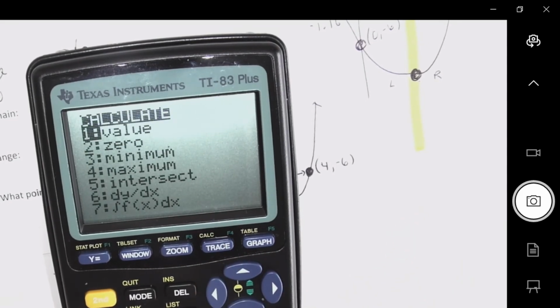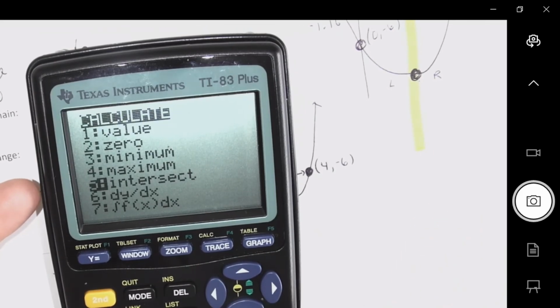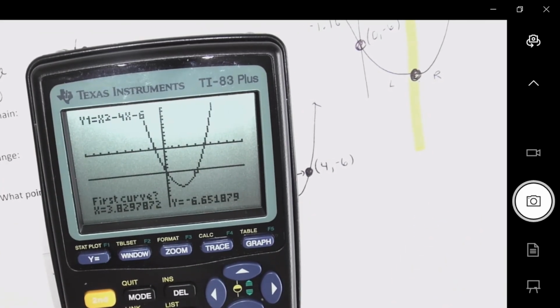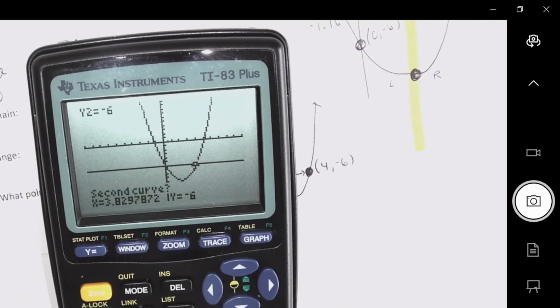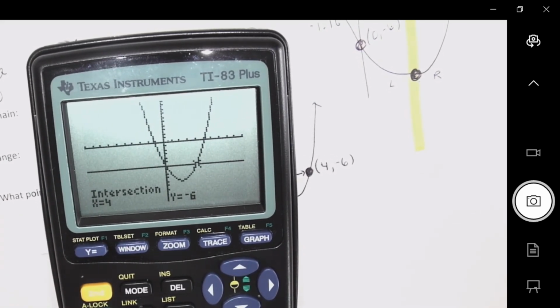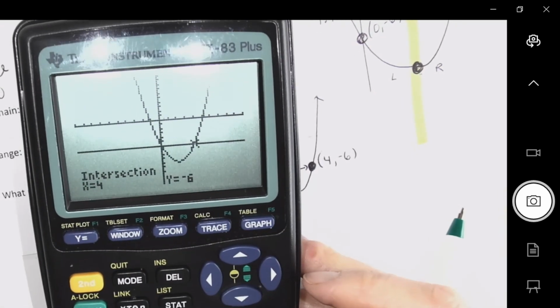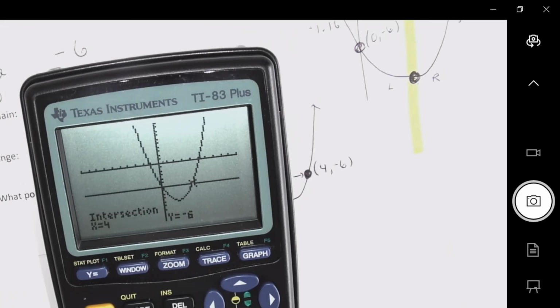Second trace. And look on our screen, it's number 5. It does it for you. First curve, enter. Second curve, enter. Guess, enter. And I got 4, negative 6. It just does it for you. So you'll have to hit enter, enter, enter 3 times. I didn't do anything. It just does it for you.